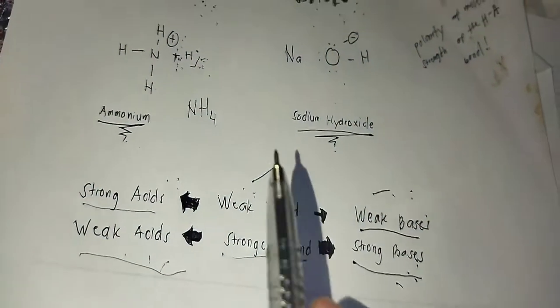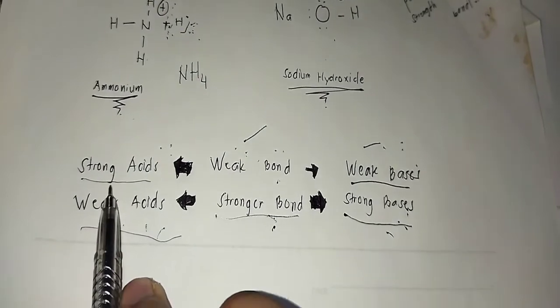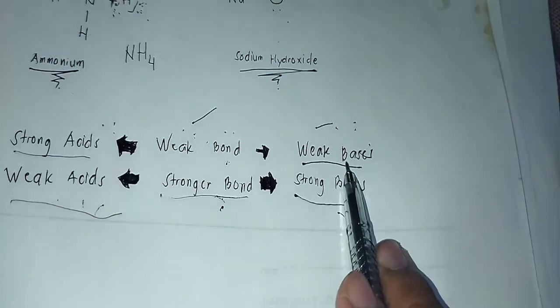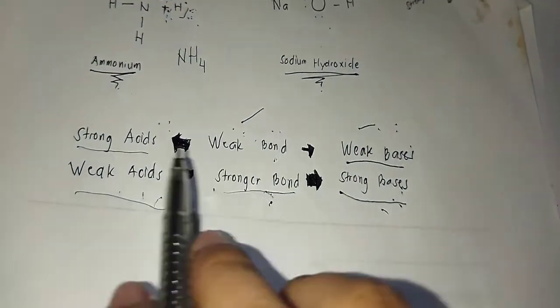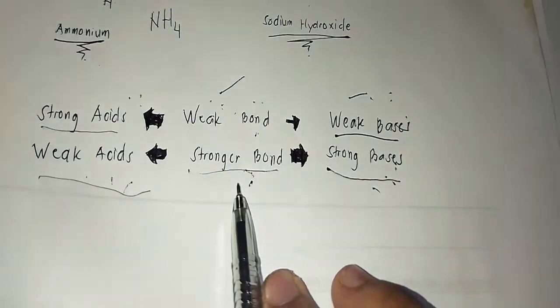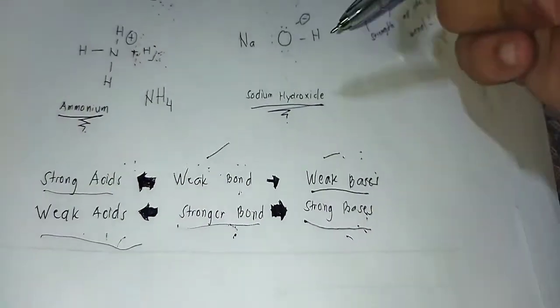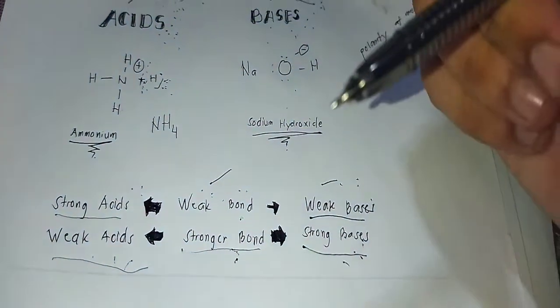So all in all, the weaker the bond, the stronger the acid. The weaker the bond, the weaker the bases. The stronger the bond, the weaker the acids. The stronger the bond, the stronger the bases. So that is what we should remember about acids and bases.